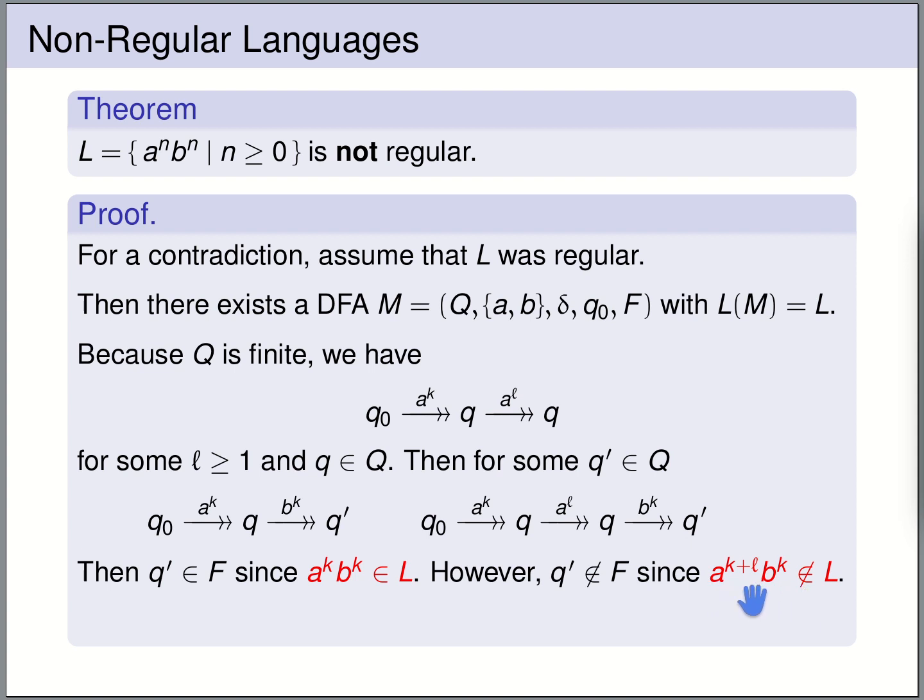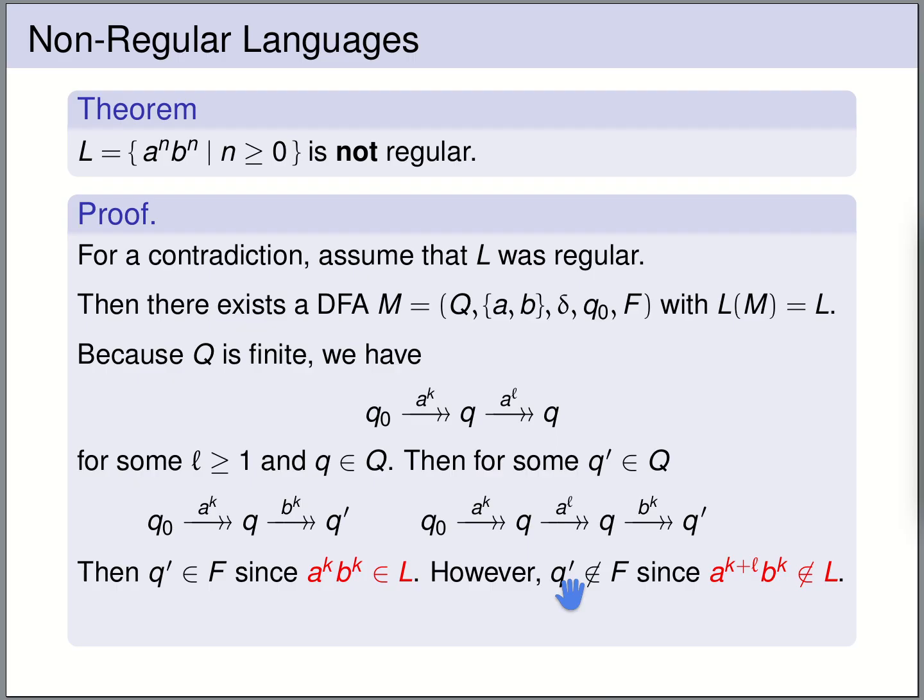And this word is not in the language L, because a to the k plus l contains more a's than b to the k. So it's not of the shape of the words in the language. So what does this mean? If we read a to the k plus l, b to the k, we end up in q prime. So we can conclude that q prime is not a final state, because this word is not in the language.